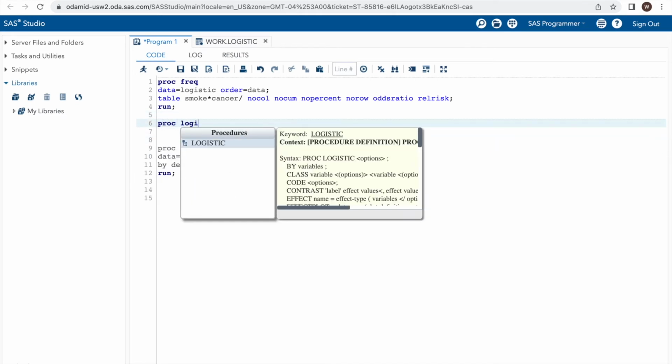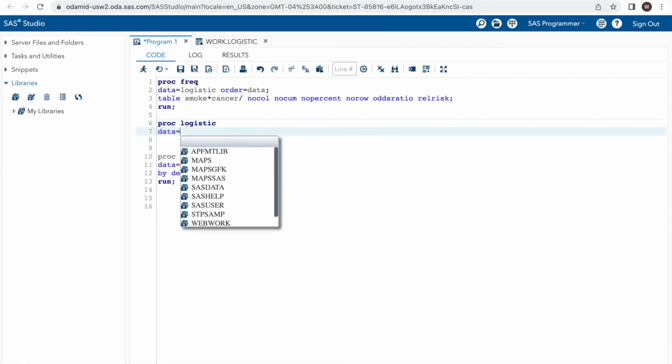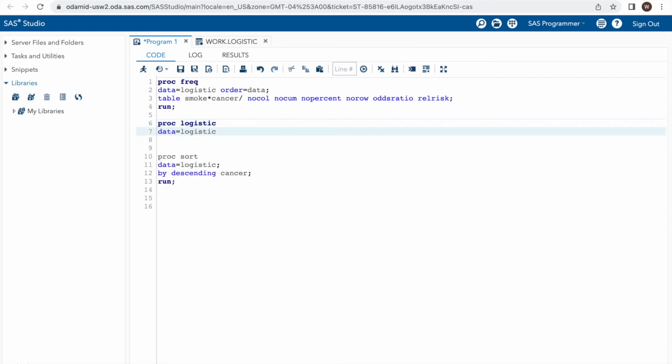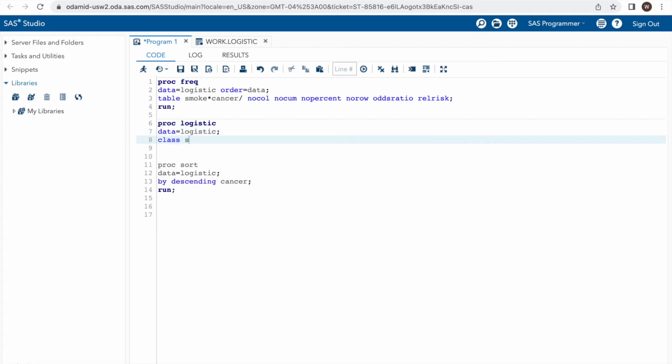So proc logistic has a lot of the same rules as proc reg and proc GLM. Actually, not so much proc reg, just because proc logistic creates its own dummy variables. Data equals logistic. We need a class statement. Let's just start with smoking, just so I can show you that it should give a similar answer. So smoking, and we should just tell it that we want the referent to be 0.